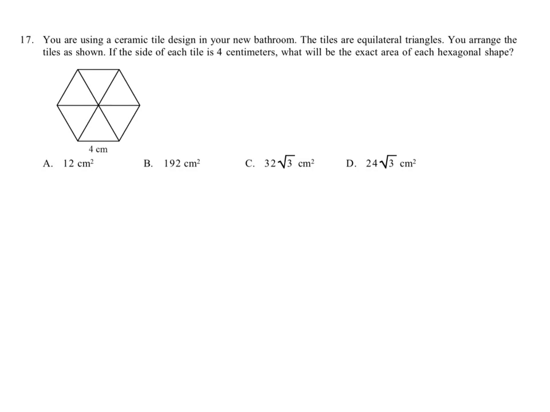All right, you're using a ceramic tile design in your new bathroom, and each of those 6 tiles you see are equilateral triangles. We know something about equilateral triangles is that they have 60, 60, 60 for their angles. They're equilateral, they're also equiangular, so we just got that, right?